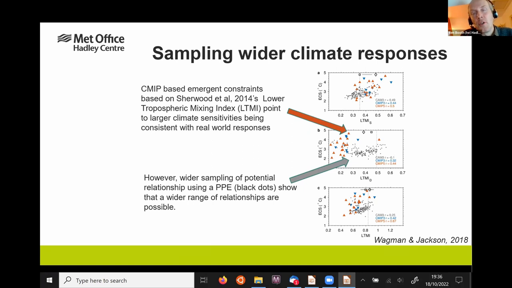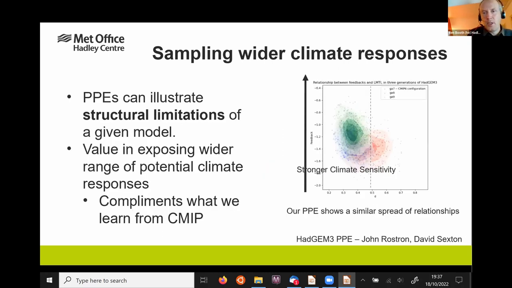There's a lot of emphasis on climate constraints like this, and I'm very interested in the potential that the PPEs we each do are able to expose the wider range of potential responses that are plausible. And I think we know that we have that information within the modeling centers, but it doesn't feed through into the CMIP process, if you like.